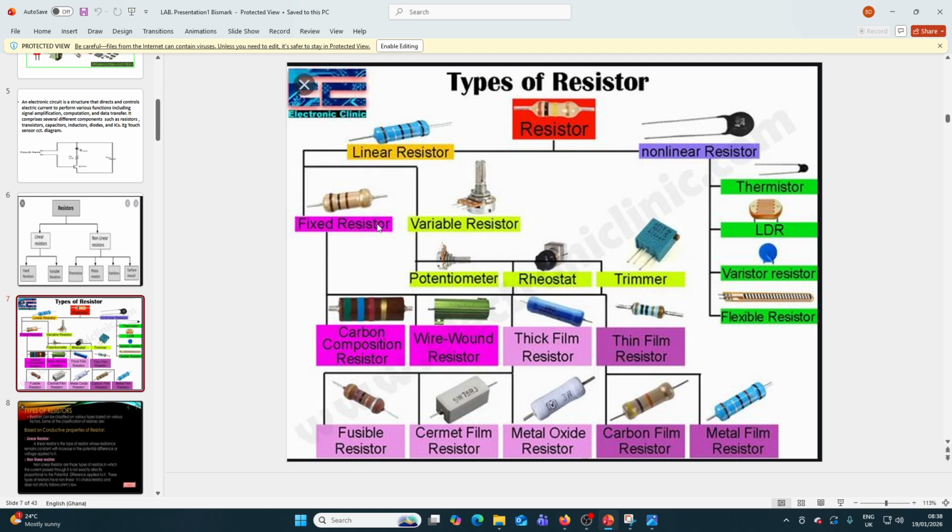Under fixed resistors we have carbon composition resistor, wire wound, thick film, thin film, fusible, cement, metal oxide, carbon film, and metal film resistors. And for variable resistors you have potentiometer, rheostat, and trimmer. Now if you look at nonlinear resistors, here we have a thermistor, LDR, varistor, and also flexible resistors.